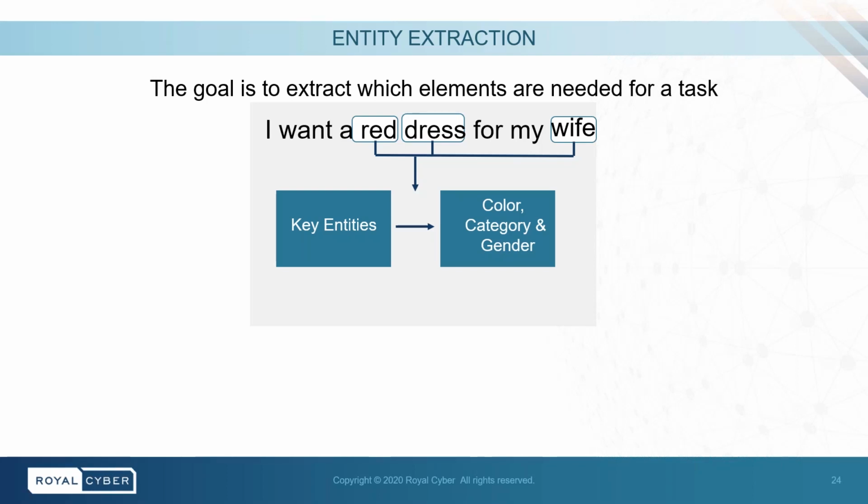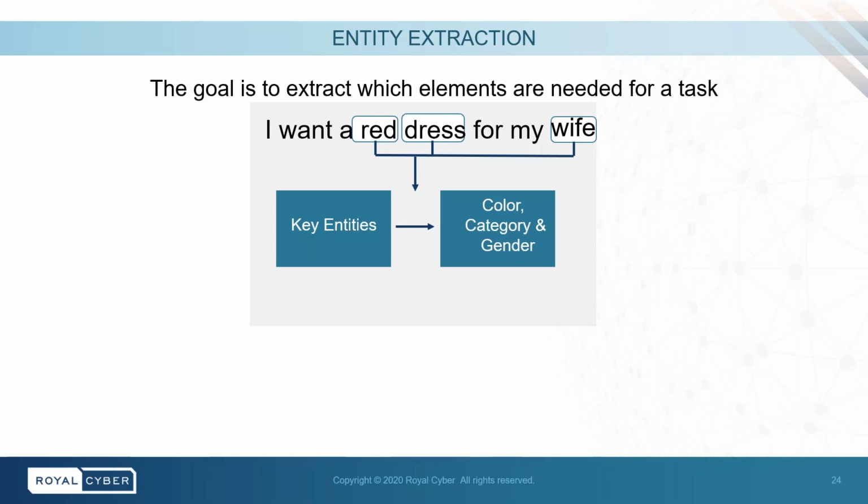In this particular example, we identify three entities: red, dress, and white, and then these entities will be mapped against our model to identify their meaning. So from that, red is a color, dress is a category, and white constitutes gender.